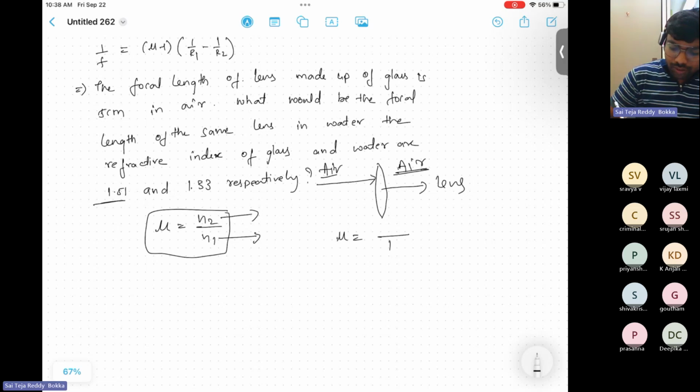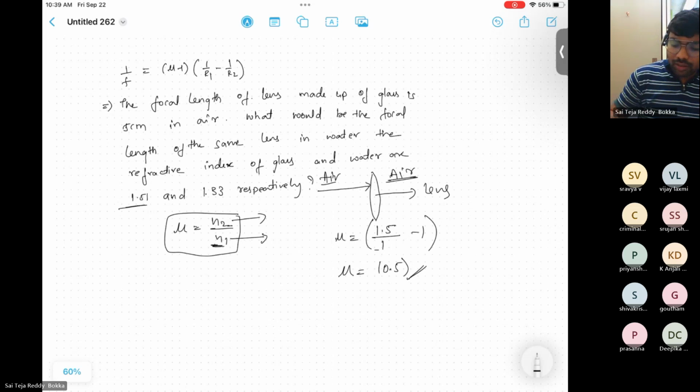Okay, so already we know the refractive index of air is 1, so n1 will be equal to 1 and n2 will be equal to 1.5, so mu is 1.5 minus 1. So mu is equals to 0.5. So you are getting the mu value now.